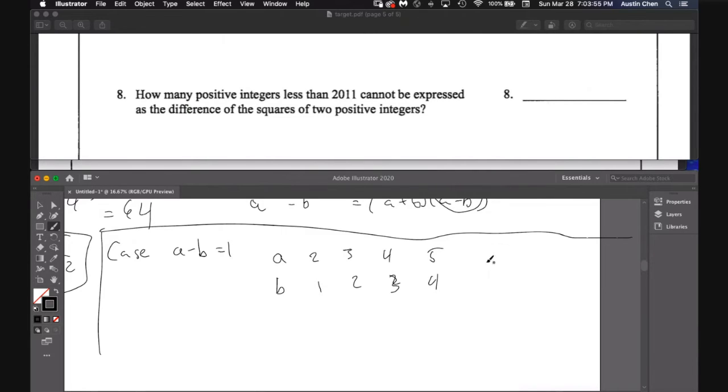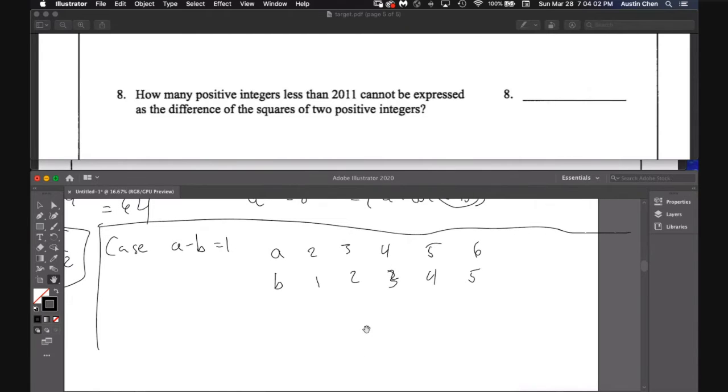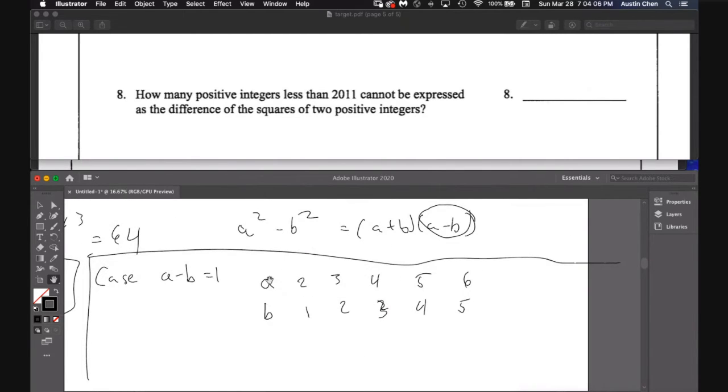So essentially, these are our cases when our difference is equal to 1. Now, when a and b are equal to these numbers, what is our difference of a squared and b squared? Well, let's still use this formula on the right, because it can give more insights than just the raw a squared minus b squared.